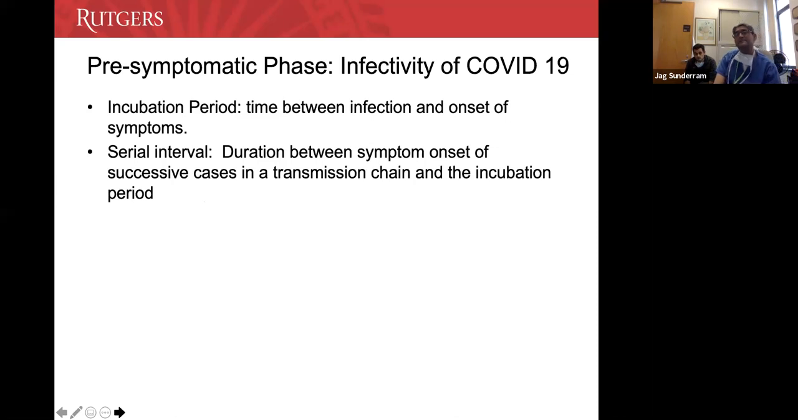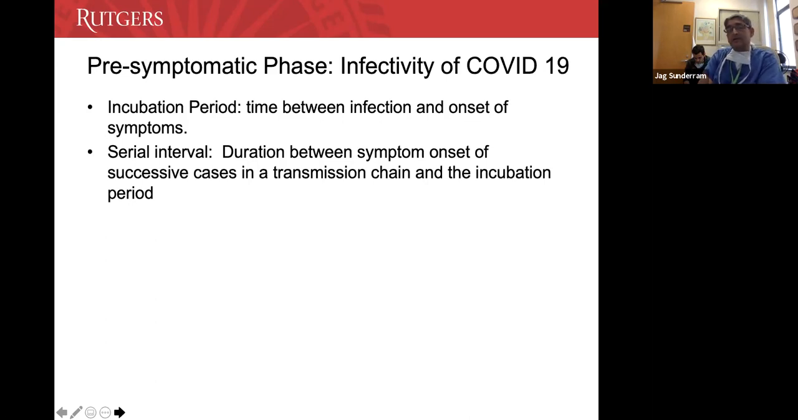Now, in the pre-symptomatic phase, a question that needs to be answered is how infective COVID-19 is in this pre-symptomatic phase. Because if we were to understand how transmission happens, then one of the therapeutic approaches would be to treat asymptomatic COVID-positive people before they can transmit the infection. I think that's a very important public health issue.